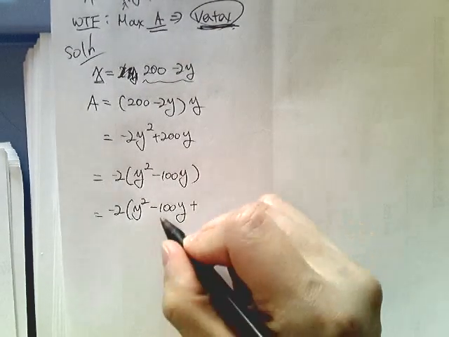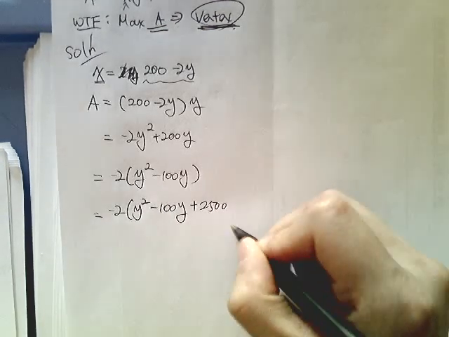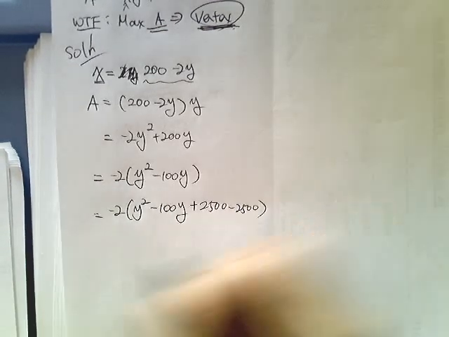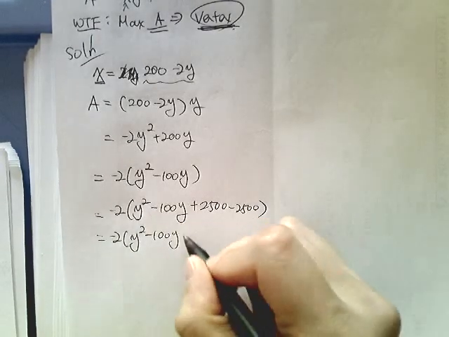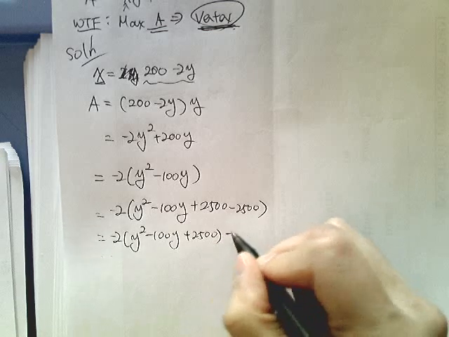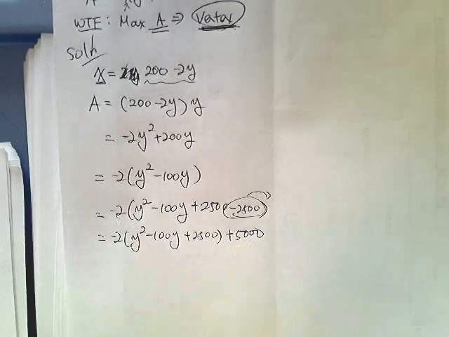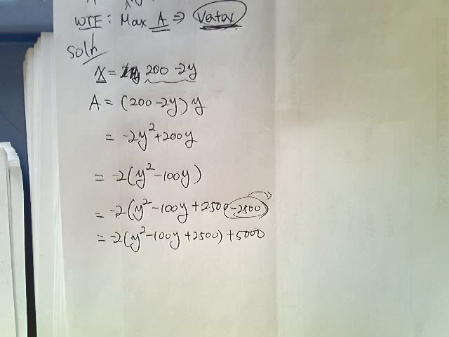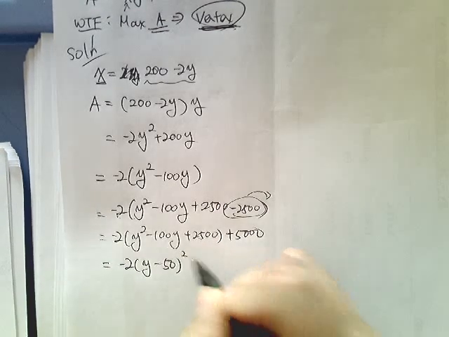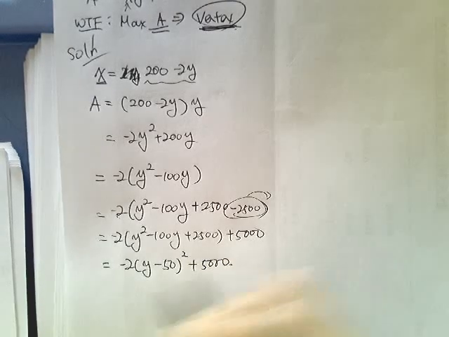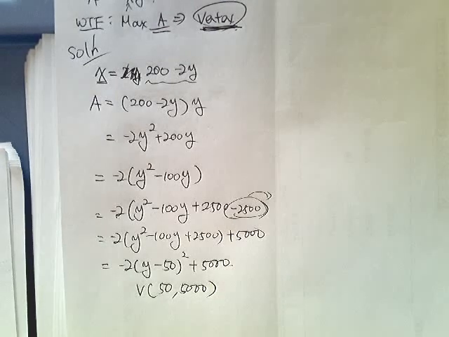Now this time, 100 divided by 2 is 50, squared is 2500, minus 2500. So negative 2 times (y squared minus 100y plus 2500), now plus 5000. Remember, this comes outside, but when it comes outside, it has to be multiplied by the negative 2 which is in the front. So negative 2 times (y minus 50) squared plus 5000. So the vertex is at (50, 5000).